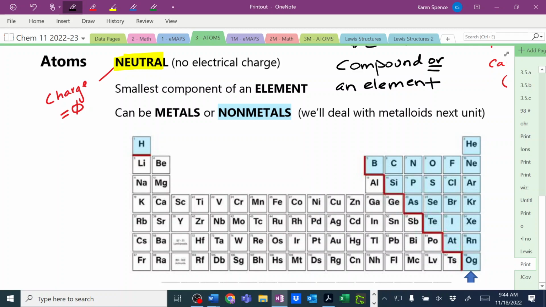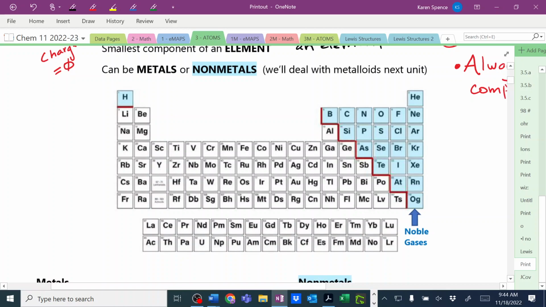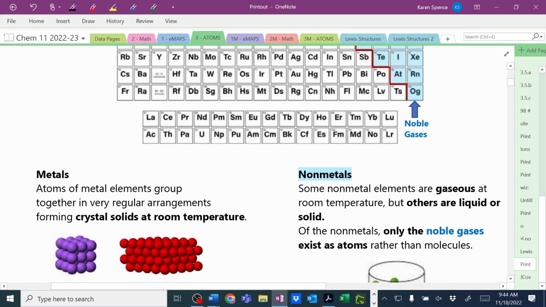Not a gas. No, carbon's not a gas. You're writing with it with your pencil, right? Not a gas. Okay. Metalloids we'll deal with in our next unit.